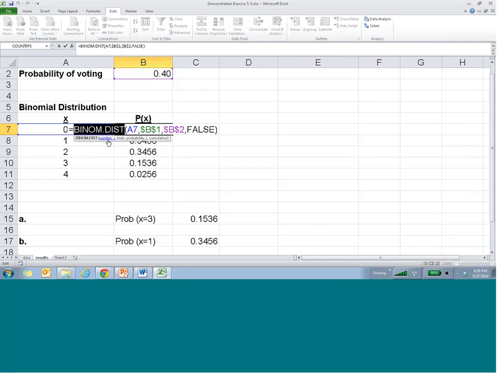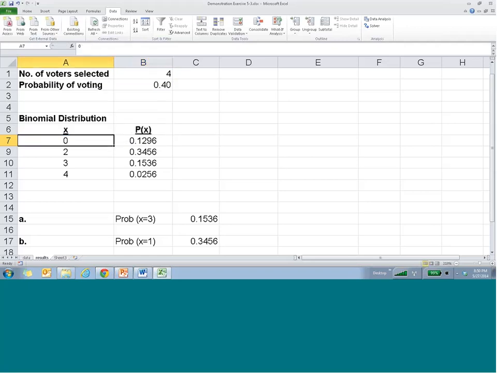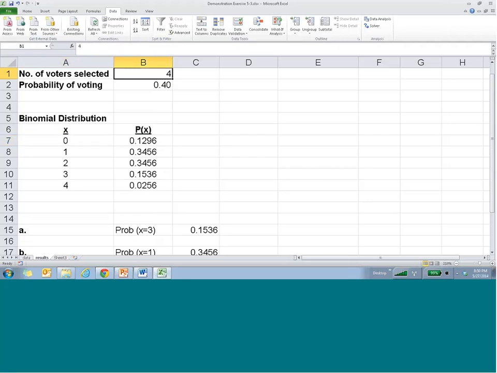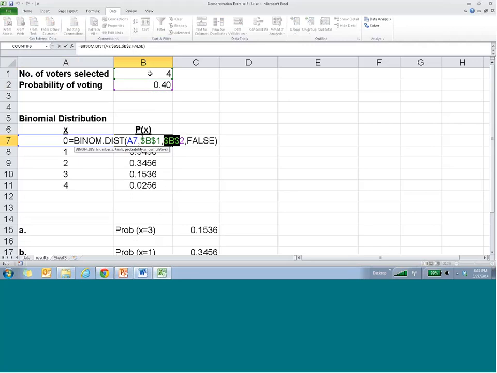The first parameter is the number of successful trials. The second is the probability of success. So in this case, what we're saying is the number of successful trials is 0, the number of trials is 4, and the probability is 40%. Go back to here. A7 is the number of successful trials. B1 is the number of attempts, and B2 is the probability on any given attempt that it would be successful. So then I just copy that formula down. See how I've got the dollar signs on here? These two cells aren't going to change. It's always going to stay looking at 40, and it's always going to stay 4. But the first cell, A7, is going to continue to change. So I'm just going to copy that down.